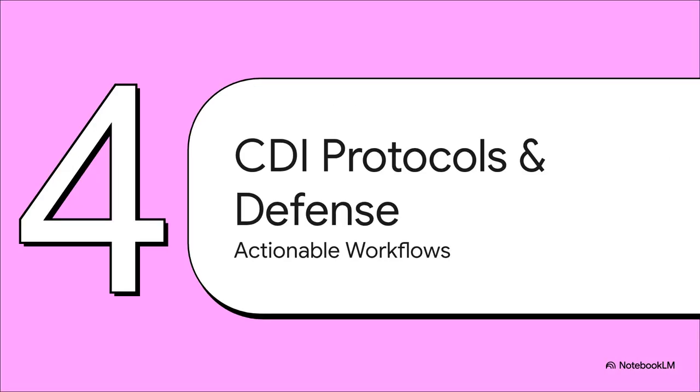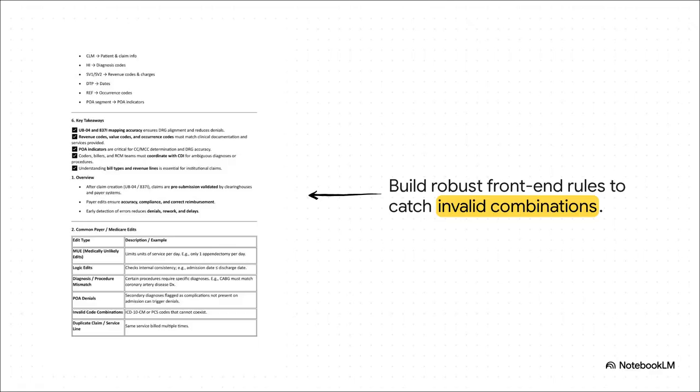Okay, Section 4. We know what the problems are, so how do we defend against them? Let's talk about our CDI clearance protocols and actionable workflows. To truly protect your revenue cycle, you've got to build incredibly robust front-end clearinghouse scrub rules. You want your internal systems intercepting these invalid code combinations, missing POA flags, and demographic mismatches way before they ever leave your building and reach the payer. Prevention is absolutely key here.